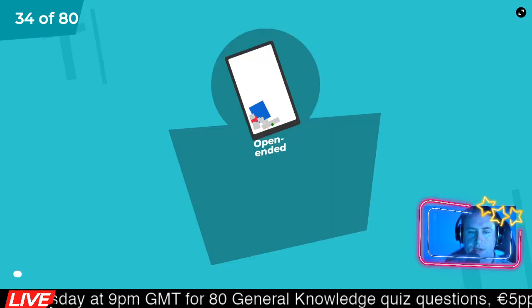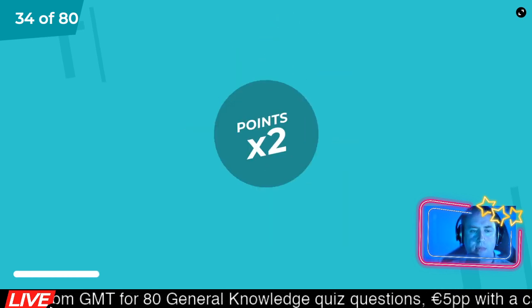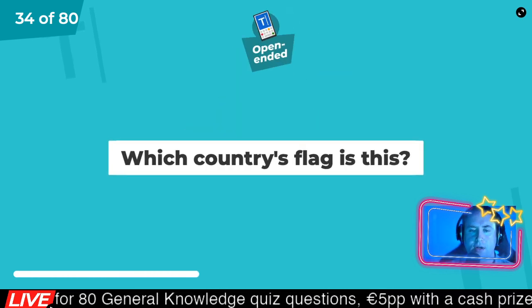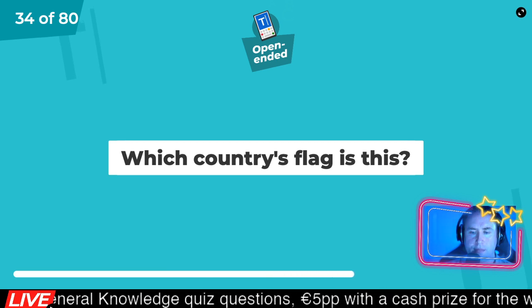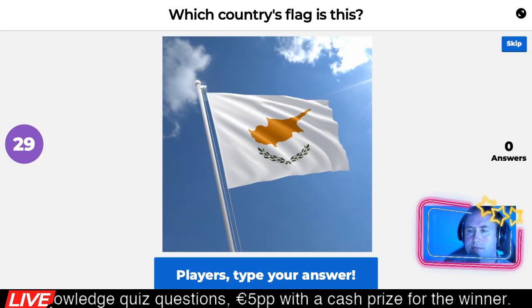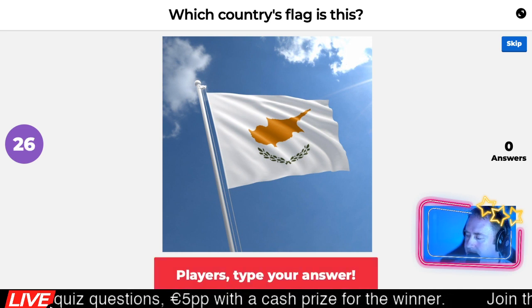Question 34. First letter of your answer. Which country's flag is this? All I need is the first letter of the country. Which country's flag is this? First letter of your answer.